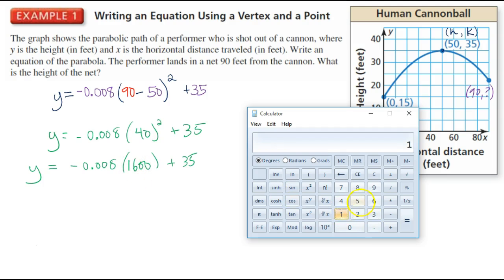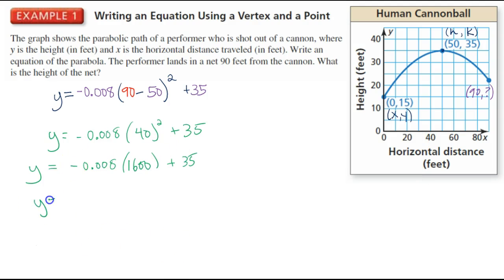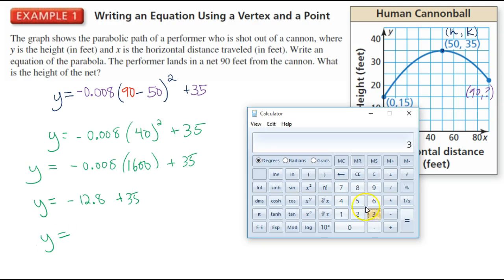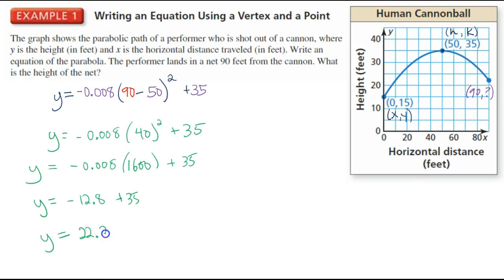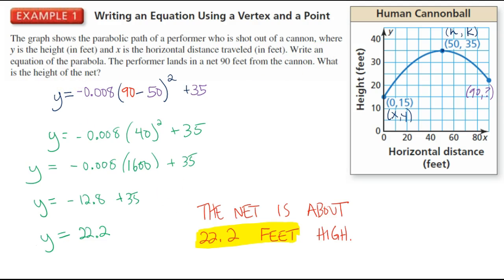So 1600 times 0.008 is 12.8, but that's negative. Y equals negative 12.8 plus 35. And 35 minus 12.8 is 22.2. So the net is about 22.2 feet high.